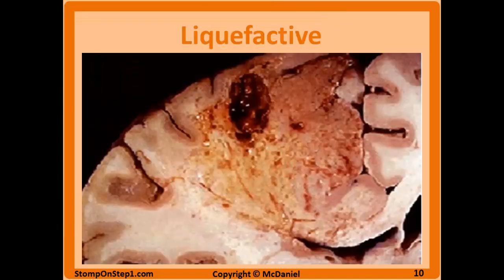And here would be an example of a cavity that's formed as a result of liquefactive necrosis. The tissue in this circular area was turned into liquid, and then over time, it was absorbed or degraded by phagocytes, and what you're left with is this empty cavity in the brain.